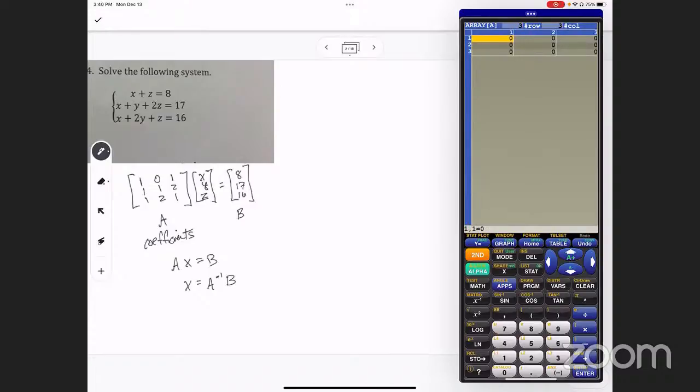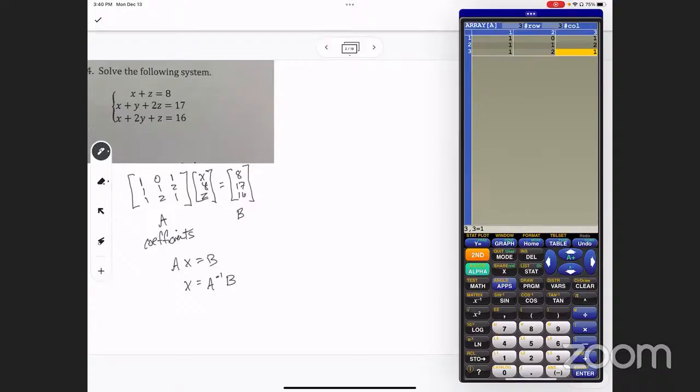Yeah. And then just literally plug in across 1, 0. I'm hitting enter. 1, enter, 0, enter. 1, enter. 1, enter. 1, enter. 2, enter. 1, enter. 2, enter. 1, enter. So there's my A matrix. Okay. And I'm done making it.